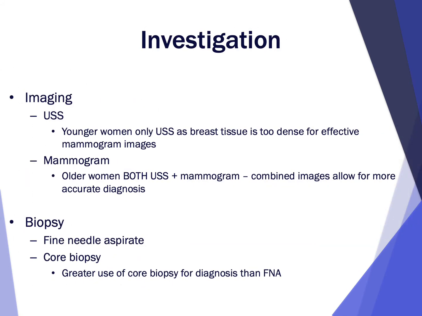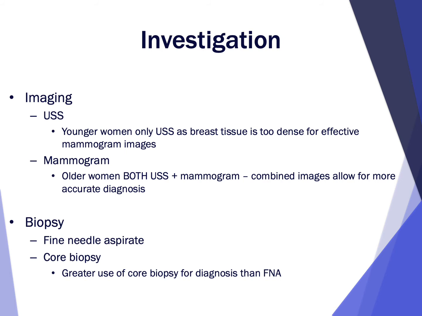So next you're going to go for your investigations, and within the triple assessment, the investigation that is key is imaging. The two imaging modalities are ultrasound and mammogram. Younger women have breast tissue that is too dense for effective mammograms, so only ultrasound is done in younger women, and the age of this is variable between trusts, but somewhere around 30 to 35 is usually the cutoff between ultrasound only or ultrasound and mammogram. So in older women, it's not only mammogram, it's both, which gives you a more accurate diagnosis.